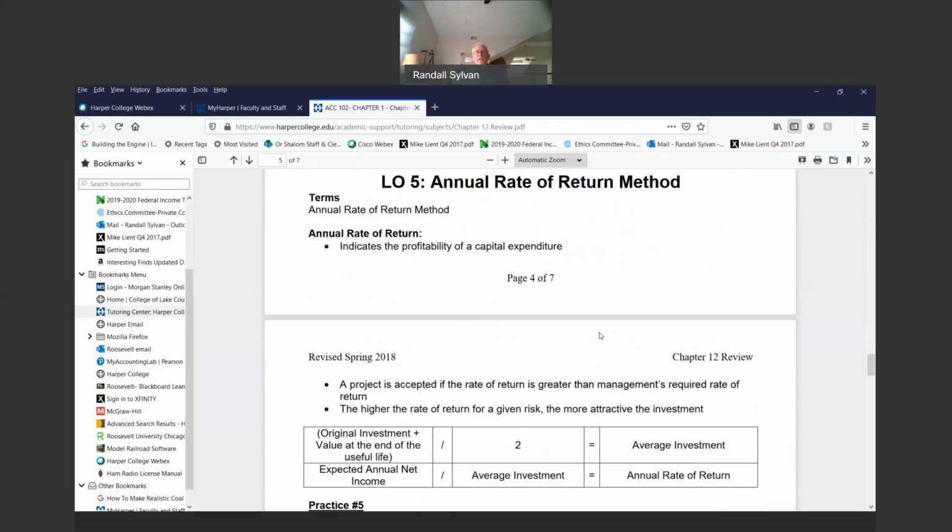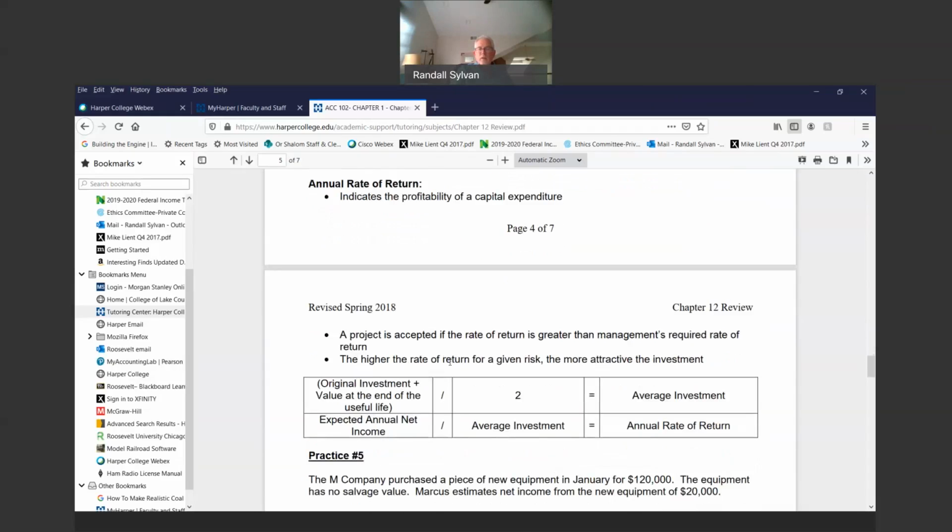Here is the annual rate of return method. It tells you the profitability of that capital expenditure. In this case, you'll notice that the formula includes, first you calculate the average net investment, which is the original investment plus the value expected at the end, divided by 2, which gives you the average.